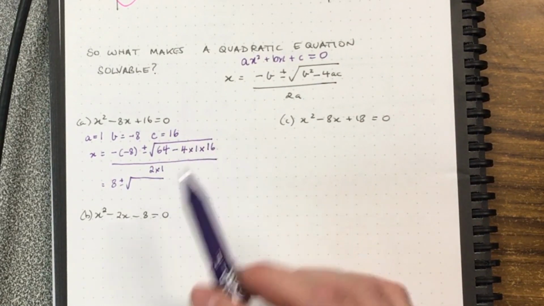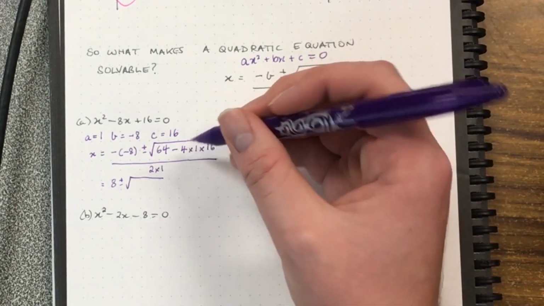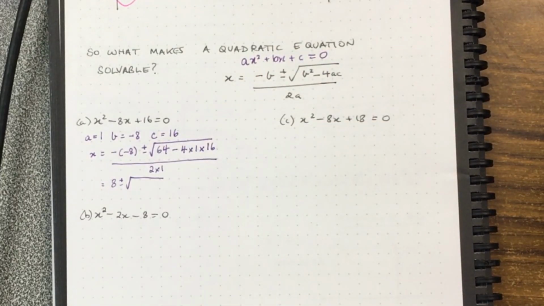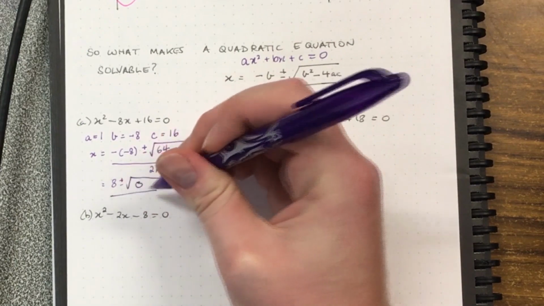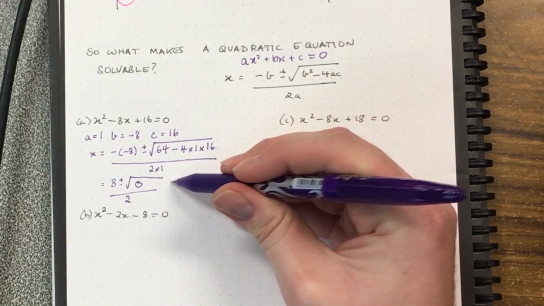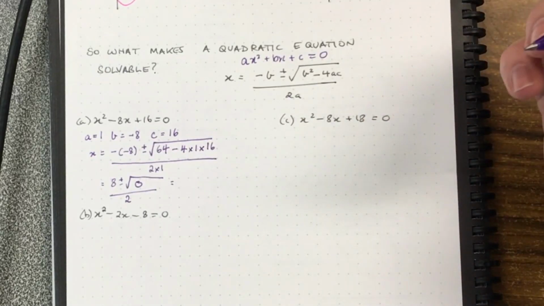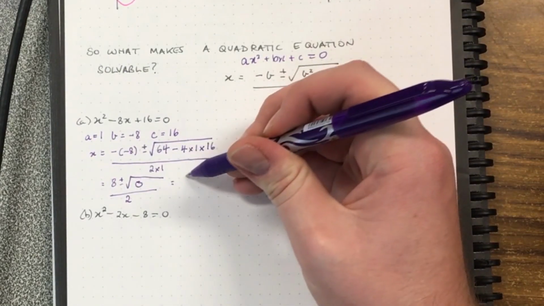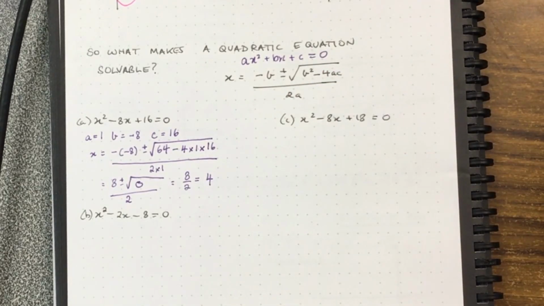What's 4 times 1 times 16? What's 2 times 16? 32, and therefore double that is 64. 64, take away 64? 0. So the square root of 0, because 0 squared would be 0. So this would just be 8 over 2, which is 4. In other words, there's only one solution.